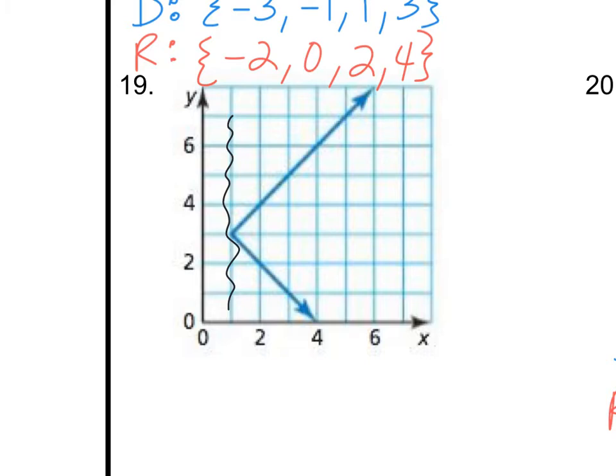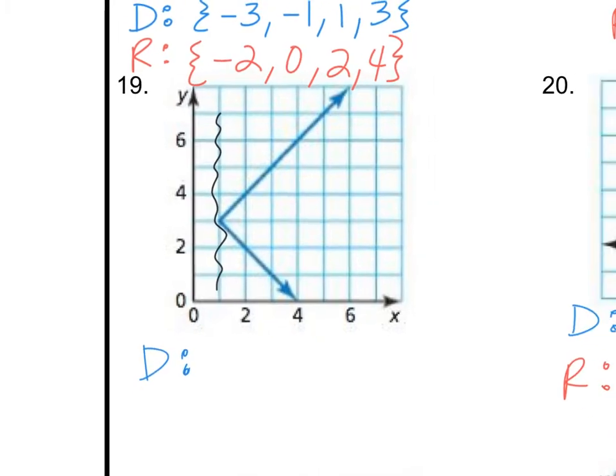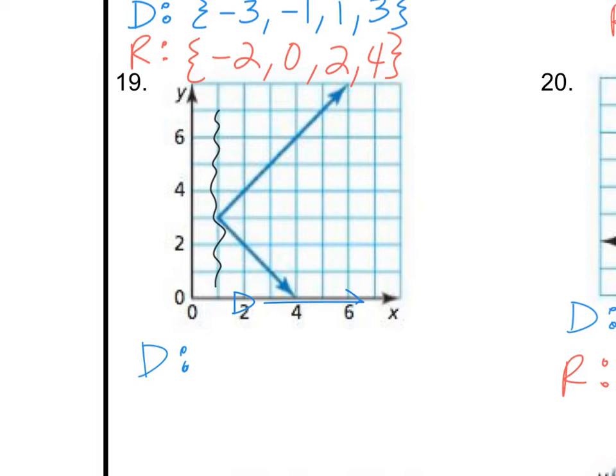Okay. So the domain from left to right is a little bit different for this one because it goes forever to the right. On the left, guys, where does it start to the left? It does start at 1. Where does it stop going to the right? It doesn't, technically. It looks like it stops at 6, but it doesn't. It keeps going forever and ever and ever because you see those arrows. It goes on to infinity and beyond.